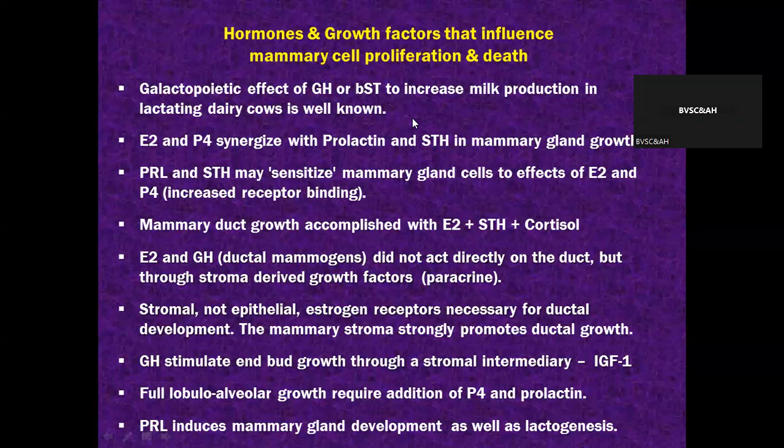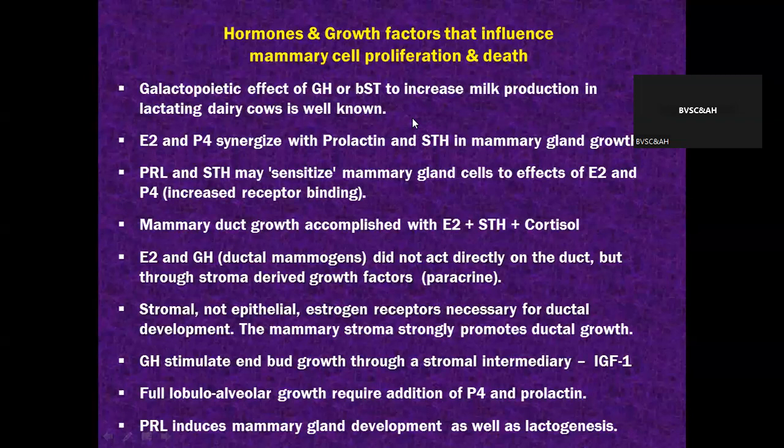You see, after lactation begins, growth hormone and prolactin are very, very important hormones in maintaining galactopoiesis, the maintenance of lactation. So prolactin and the somatotropins are very, very important. Besides them, E2 and P4 are there in the background. Prolactin and somatotropin may sensitize the mammary gland cells to the effects of estrogen and progesterone.